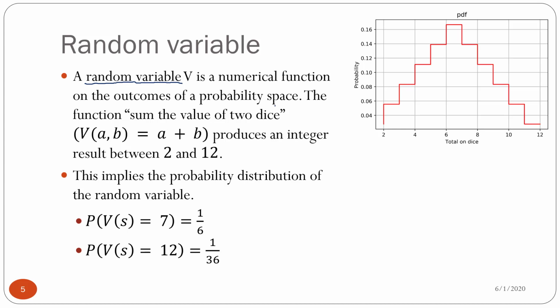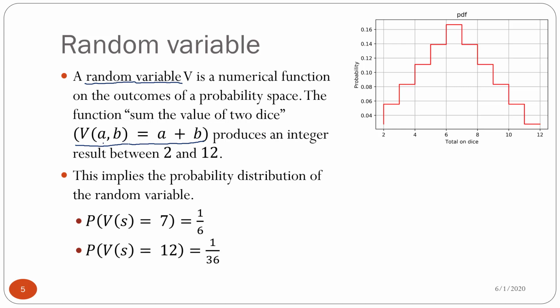Now what's our random variable in this experiment? The random variable that we have right here, which we are calling V(A,B), we are defining as A plus B. What is A here? What is B here? A is the number that shows up on the top face of the red dice, whereas B is the number that shows up on the top face of the blue dice. A is for the red dice, B is for the blue dice, and we are adding these two numbers.